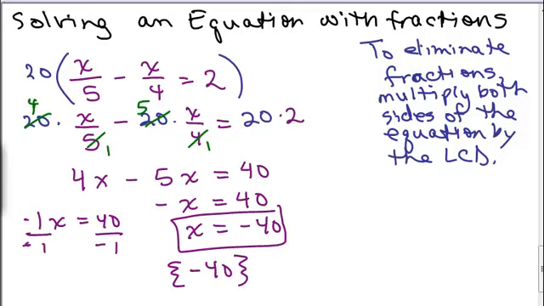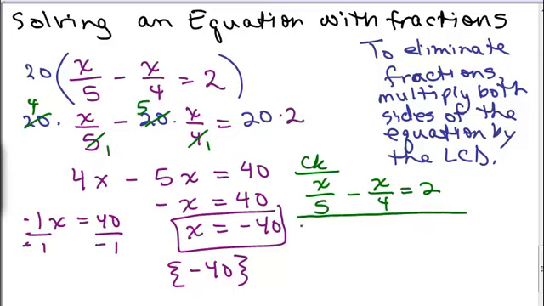Now the only way to know for sure if that's correct is we have to check it. So we want to take the original problem and plug in negative 40 for x. I think we might have room to do it over here. Let's try. So I'm going to check. x over 5 minus x over 4 equals 2. And we're plugging in negative 40 for x. So I've got negative 40, and I'm going to put negative 40 for that x also.